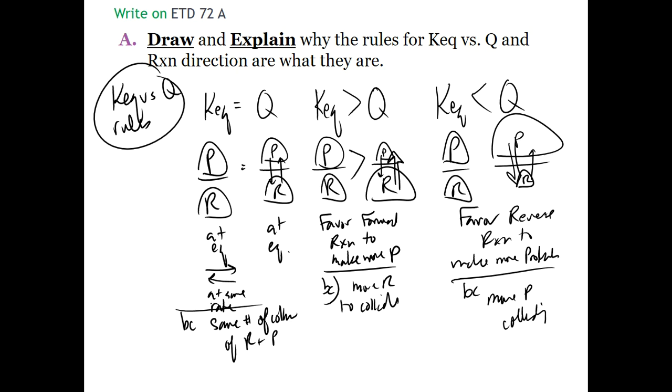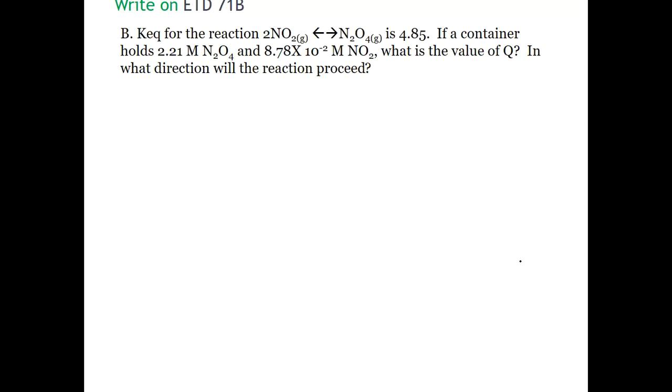Now, what did I just do here? I used claim, evidence, and reasoning. I predicted what would happen and what it would favor, and I explained why. I guess that's a good way to do science. Cool. If we look at the next one, here's how we put that into practice.